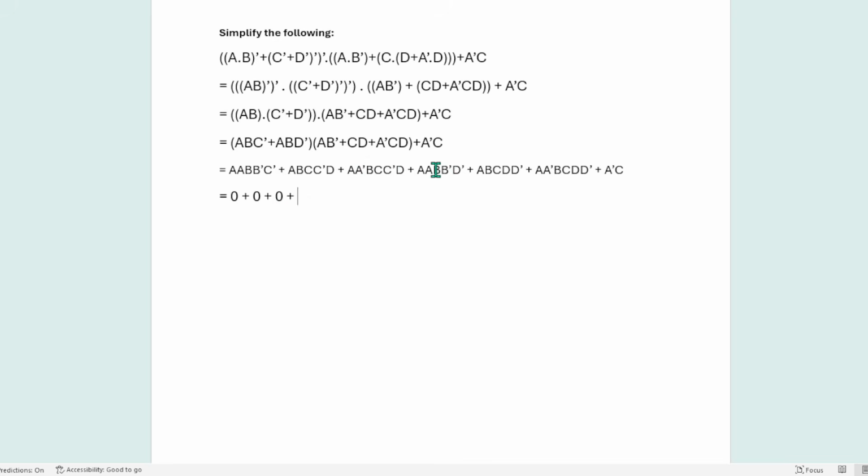And the same thing here too. b b prime is 0, so the whole thing becomes 0. And d d prime is 0, so the whole thing becomes 0. And finally a a prime is 0, or you can even check d d prime, this is 0 too, so the whole thing becomes 0. So the only thing that remains is a prime c, so the final answer would be a prime c. Even though the initial function was quite complicated, by simplification we have reduced it to only a prime c, and this is the final answer.